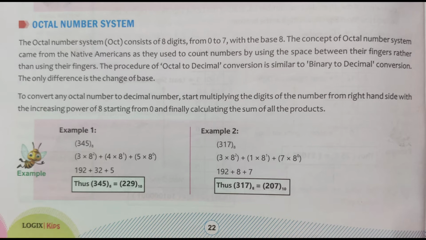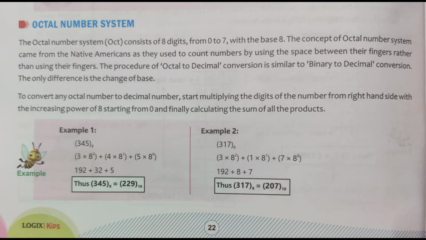So let's start. The octal number system, OCT in short, consists of 8 digits. Like the decimal number system consists of 10 digits and the binary number system has 2 digits, our octal number system has only 8 digits, from 0 to 7, with the base 8. Total number of digits is 8, so the base of the octal number system is 8.